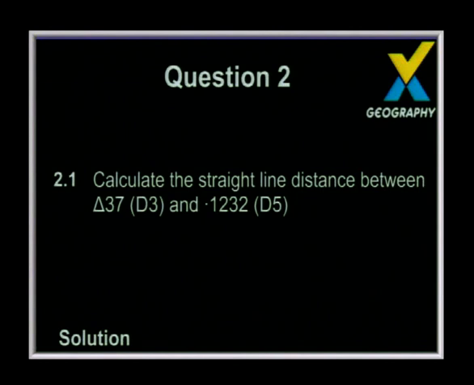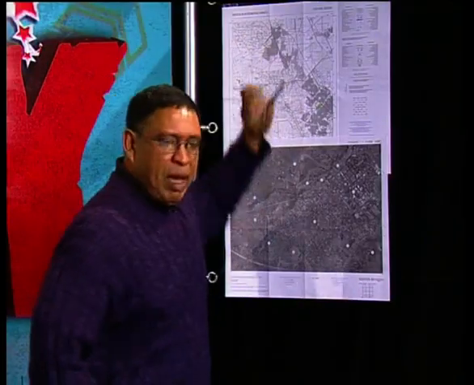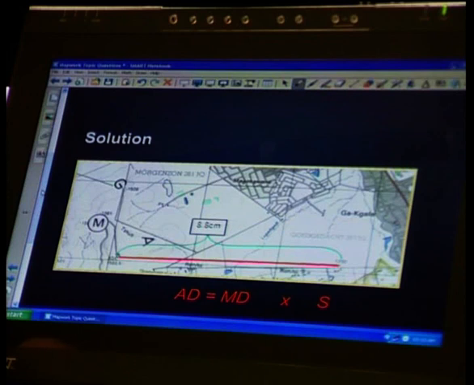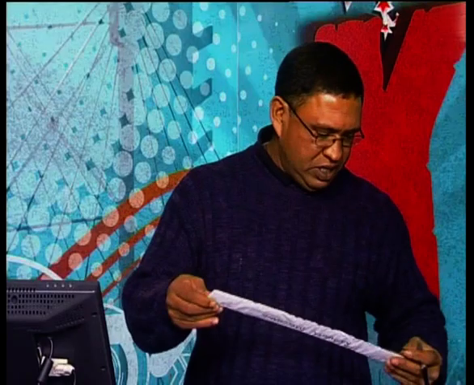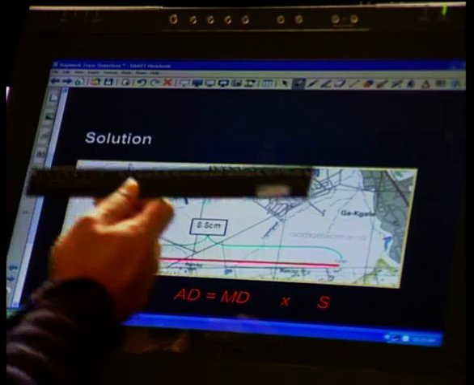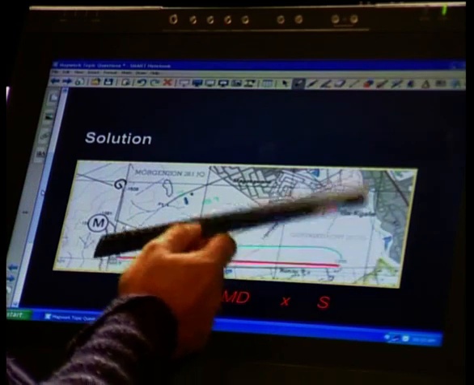It says, calculate the straight line distance between Trig Beacon 37 in D3 and spot height 1232 in D5. Obviously, this information is always given to you, so it's easier to identify it on the map itself. But I'm not going to look at the map here. I've enlarged pieces of the map, and we look at it down here. So, my first step, it's a straight line distance, is to take, I always say I like my big ruler, but in this case, we'll use one of the smaller ones, the two points given, and measure the distance.